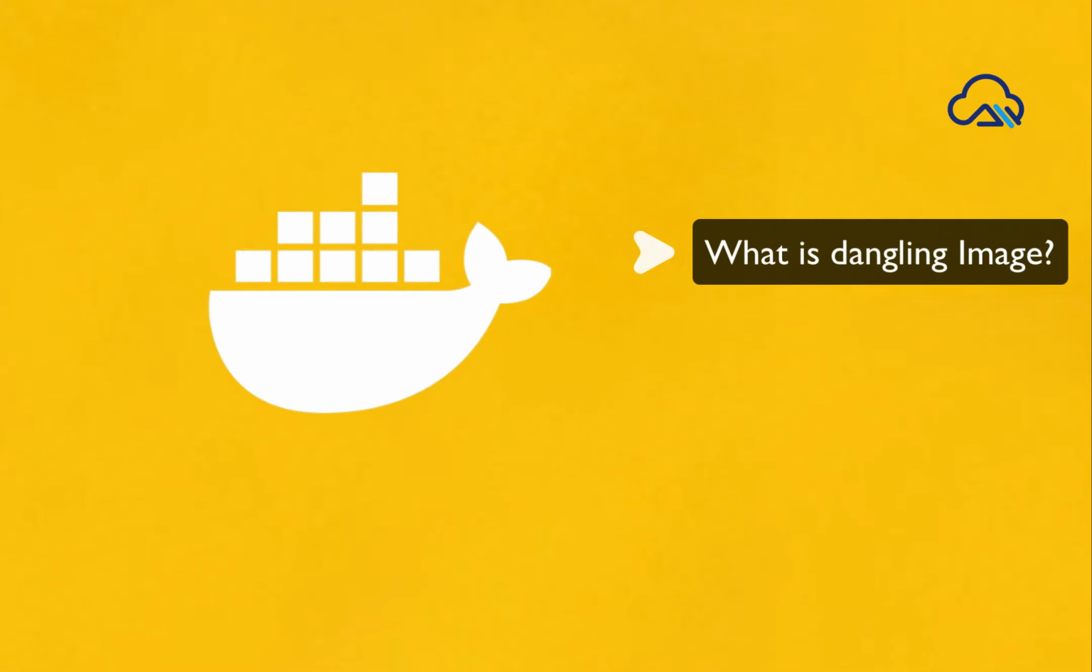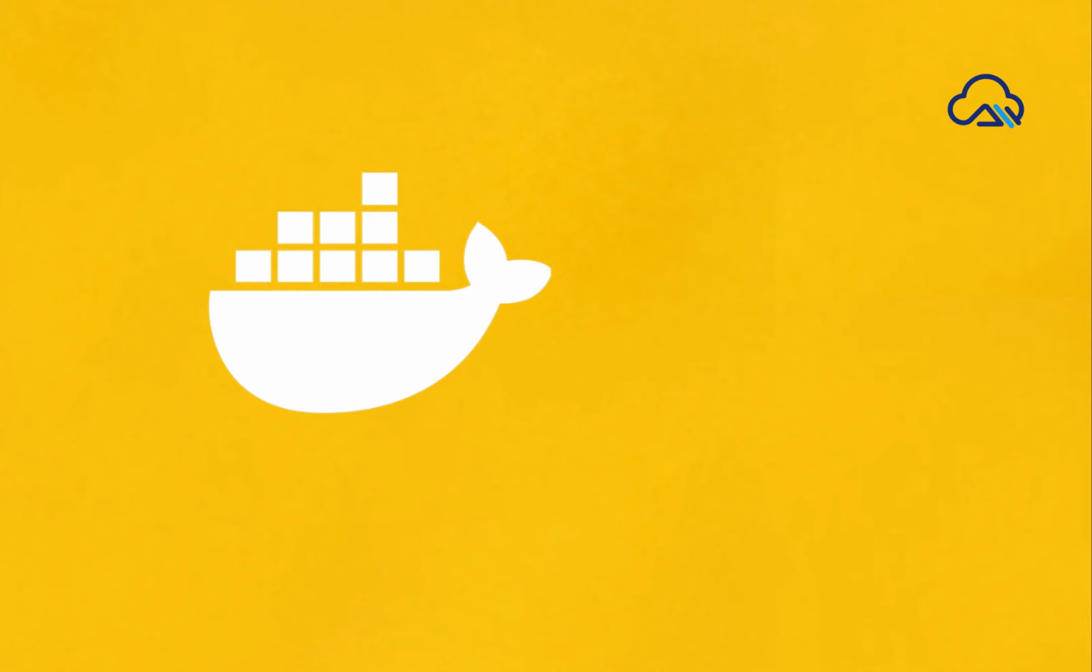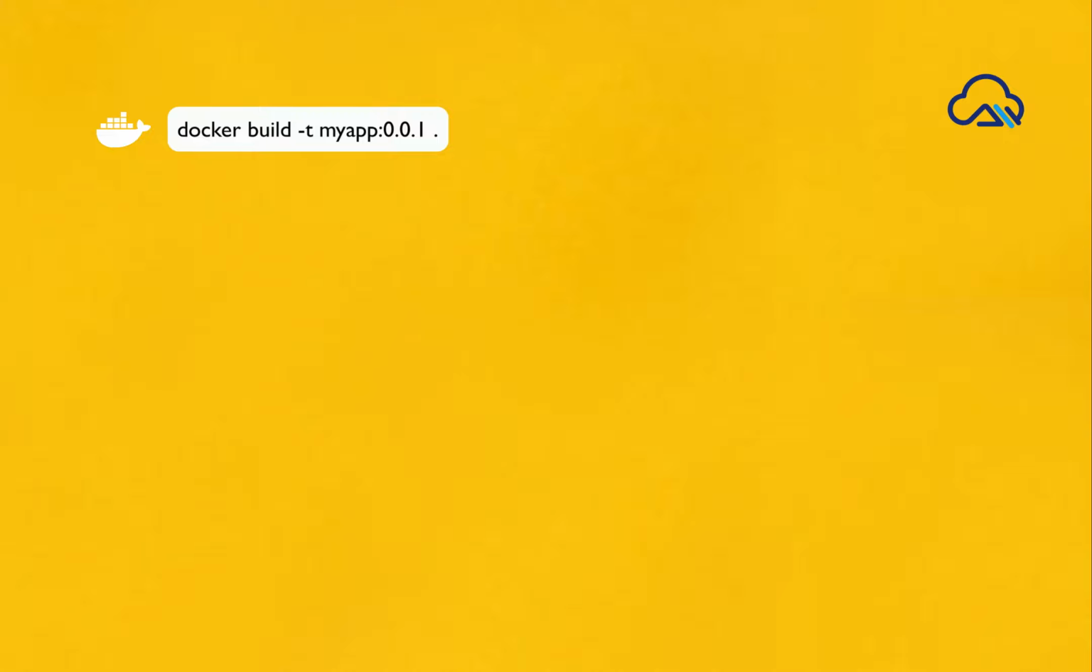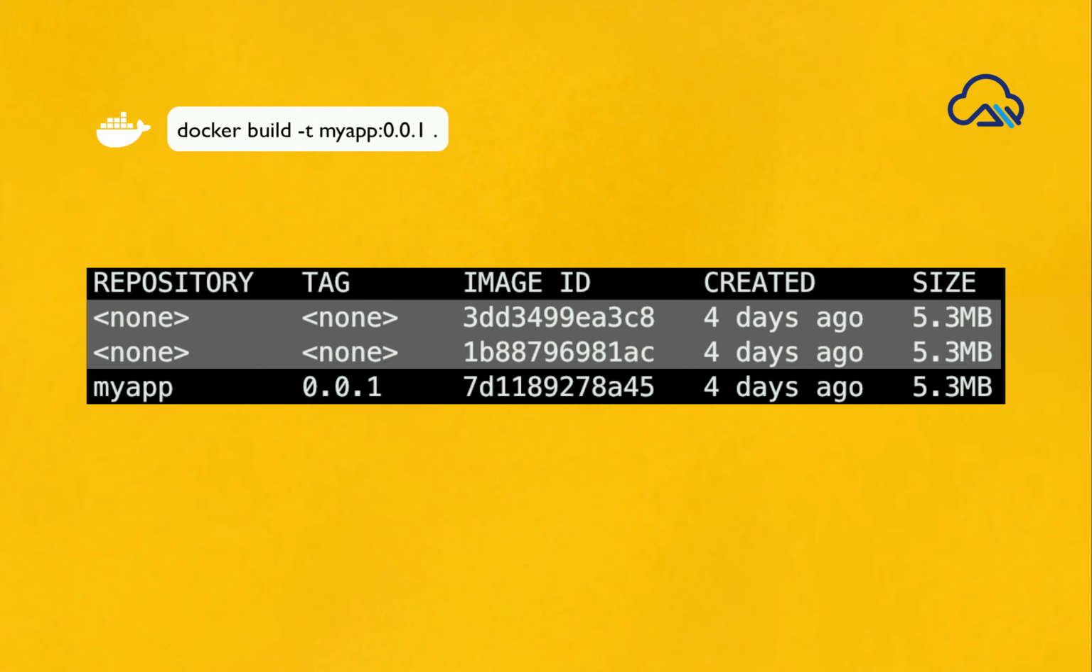In this lecture, I'll cover what is a dangling image and how to remove dangling images in the system. If we build the same Dockerfile again and again with the same repository name and same tag, this leaves dangling images in the system. Over time, these images can occupy lots of space on the disk and cause issues. So I will show how to create dangling images and how to remove those images in a single command.